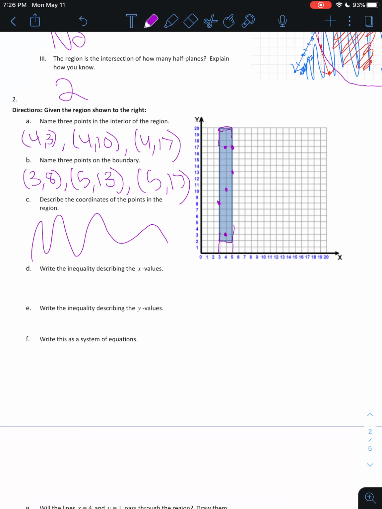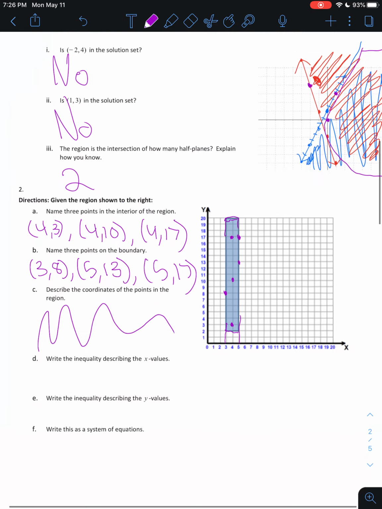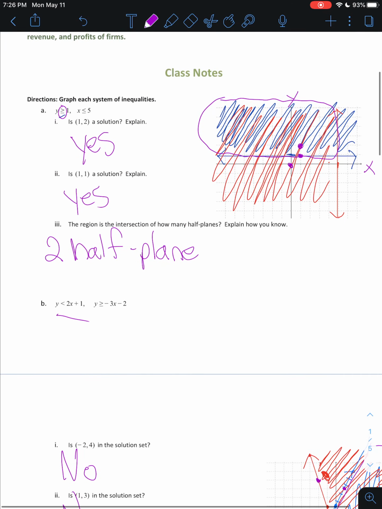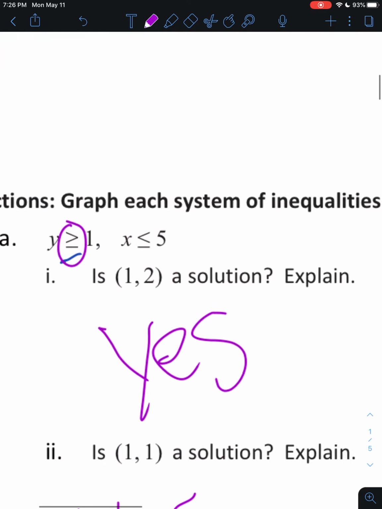So now this time we're writing the equations from the graph. Before we were drawing the graphs based on the equations, this time it's the opposite. So it says write the inequality describing the x values. So you have to look at it, and I kind of said this already, but you have to think about what kind of equation could you use, similar to the ones, right, like here and up here.